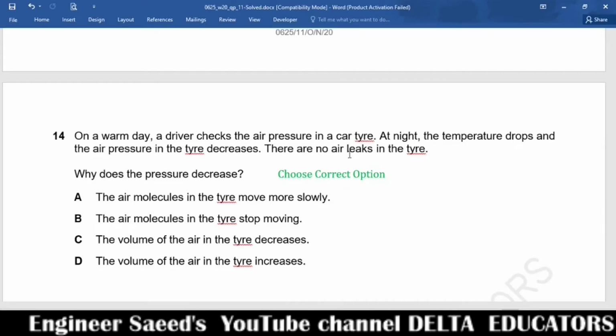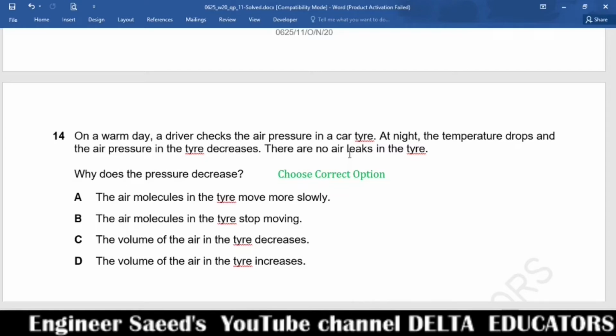Now we check the options. In option A, the air molecules in the tire move more slowly. Yes, it is our possible option, but we also check other options. In B, it is given the air molecules in the tire stop moving. No, they cannot stop moving. There is some kinetic energy, and whenever there is kinetic energy, there will be velocity, there will be movement in the molecules. So molecules cannot stop. So option B is not the possible option.